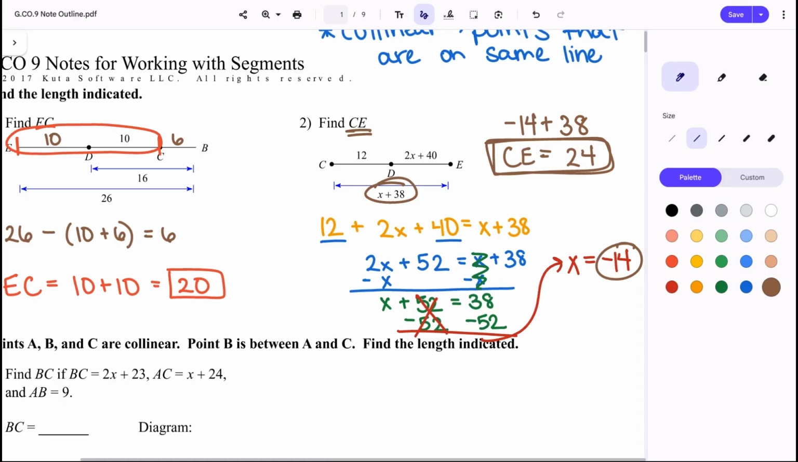Because if we were measuring something, we're not going to measure something negatively. We can't do that. If I wanted to measure the dimensions of this room, I don't have yardsticks or meter sticks or anything like that that would have negative numbers on it. So when you are doing problems with these segments, you shouldn't have a negative final answer when you're looking for the length of a segment. It's okay to have a negative x value as long as when you plug it back in, it's not giving you a negative answer for your segment length. Okay, so just keep that in mind.